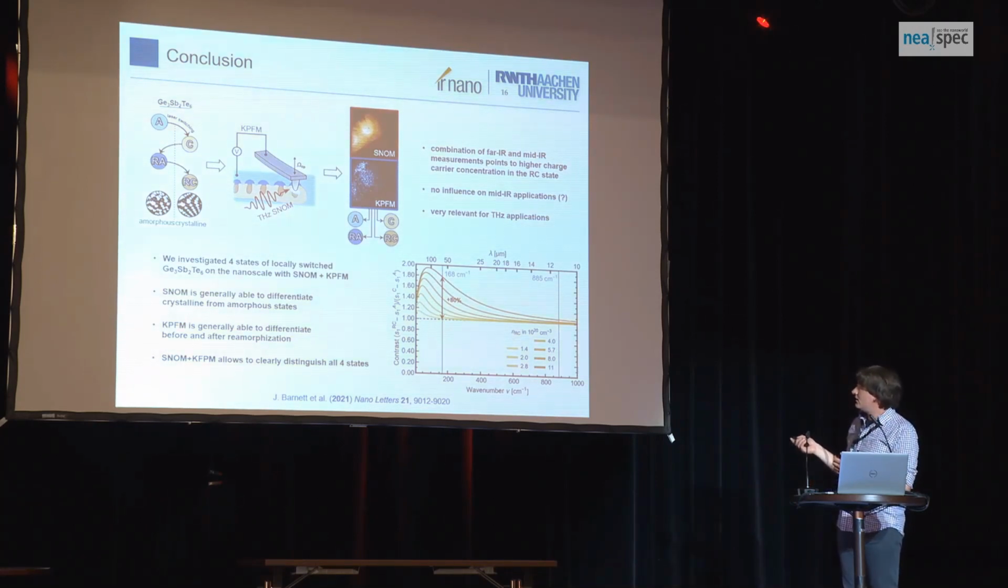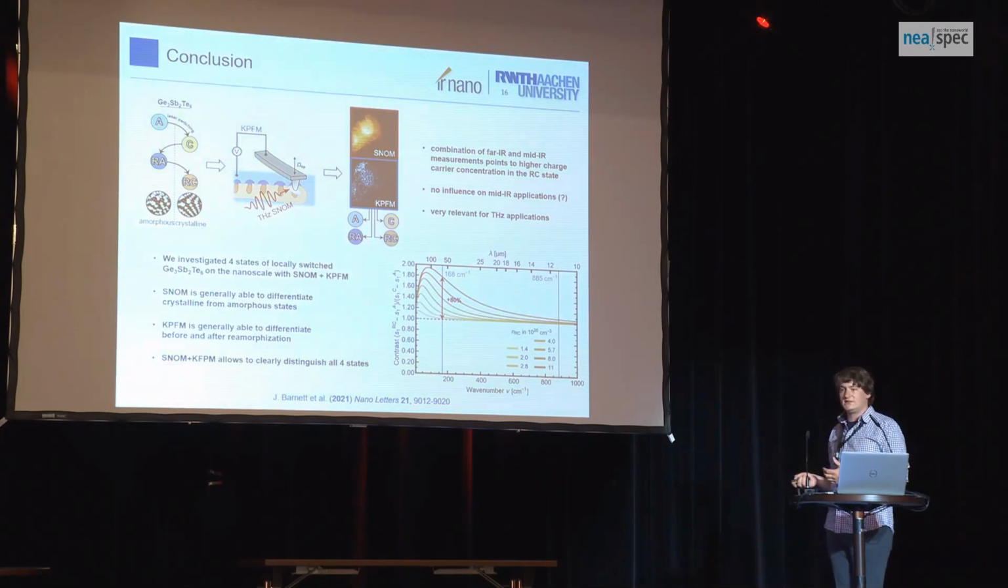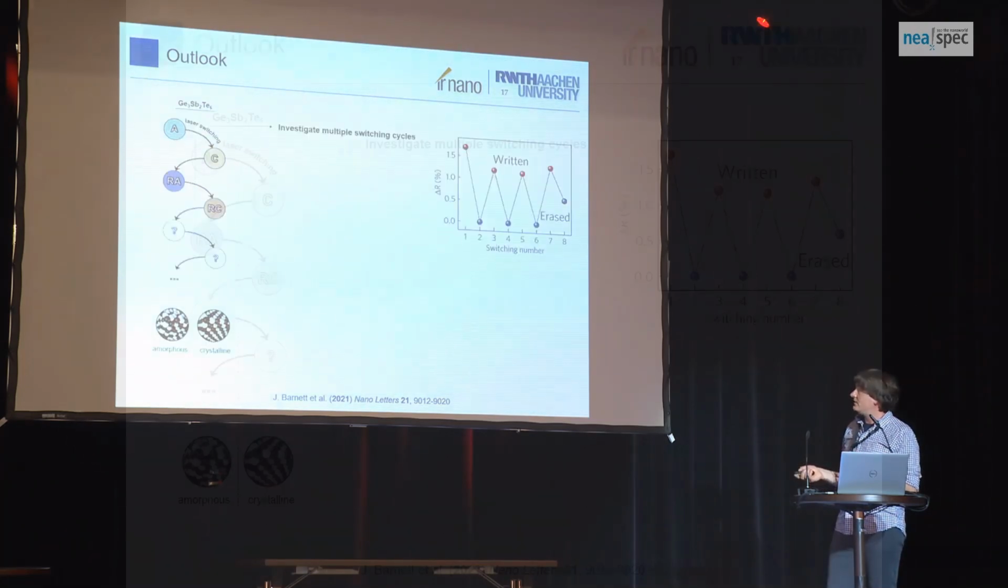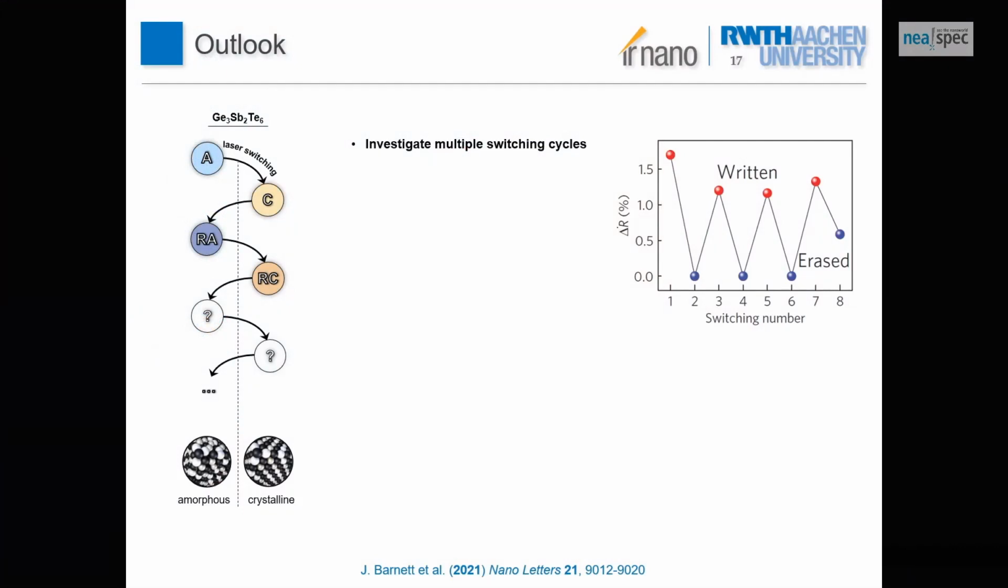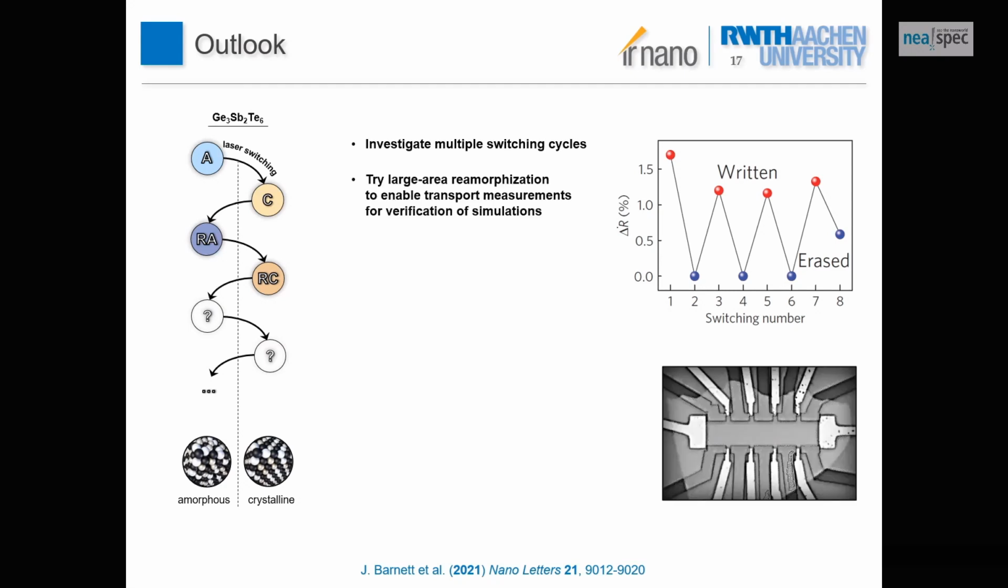So we expect not a large influence of this effect on mid-infrared applications. We talked about metasurfaces and so on. But if we think about terahertz applications, this could become very, very relevant. So what we are going to look at next probably is several switching cycles of this. So what happens if we switch it again? Is this just because it's from the as-deposited state, or does this change every time? We are going to try a large area reamorphization, which is still a bit difficult, to really do transport measurements and confirm our electronic properties that we extracted there.